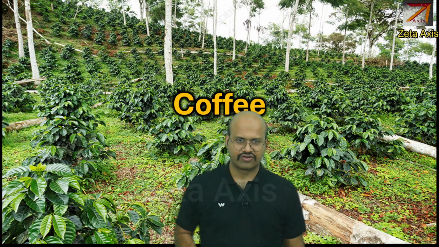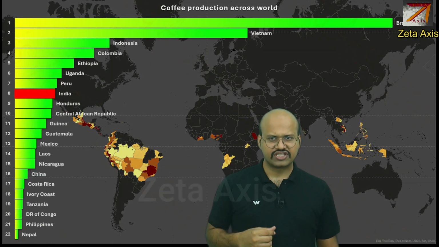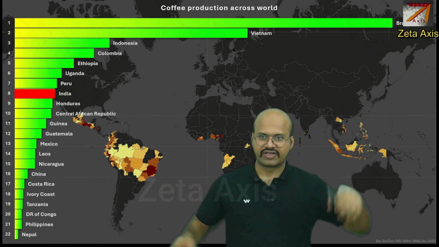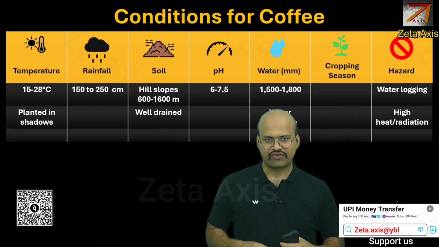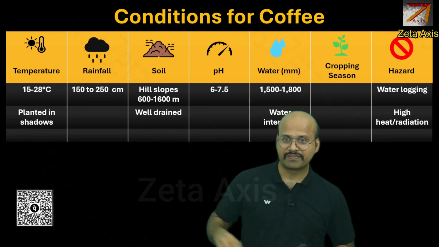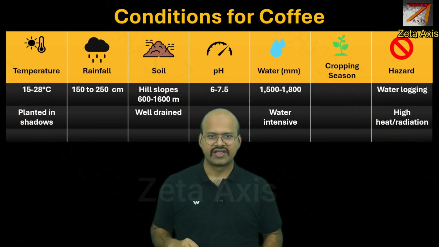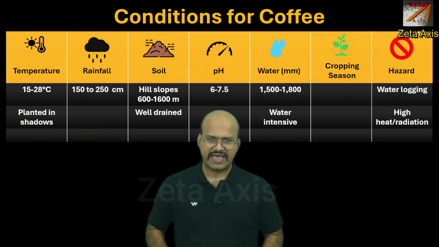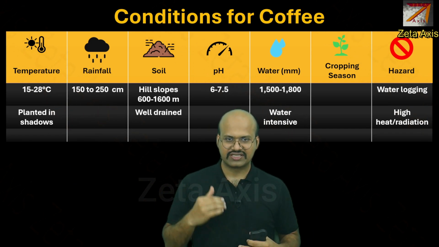Next is coffee. Coffee is also an important crop for India, grown in southern India. If you see the global production, Brazil is the highest producer of coffee and India is at 8th position. Coffee requires a temperature of 15 to 28 degrees Celsius. That is, it requires a slightly warmer atmosphere and it is planted in shadows. So it does not like a lot of sunlight or radiation. Therefore, it is grown in shady regions.